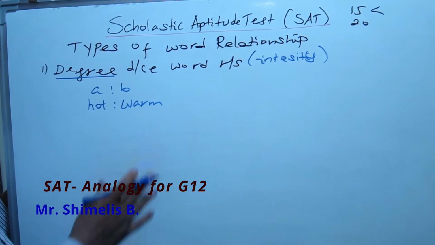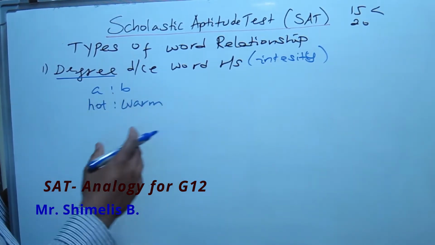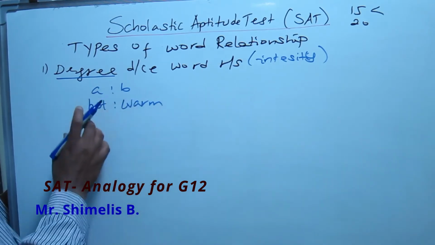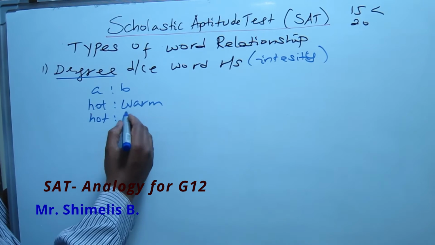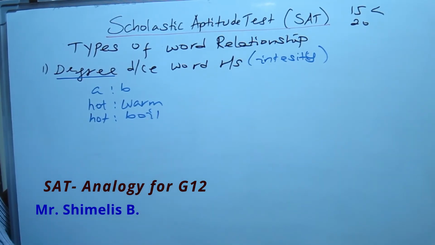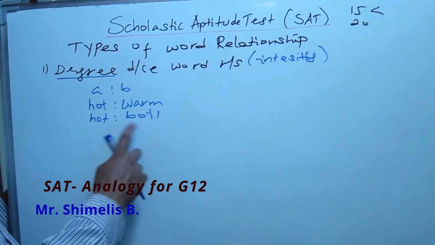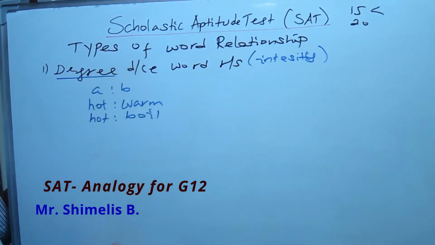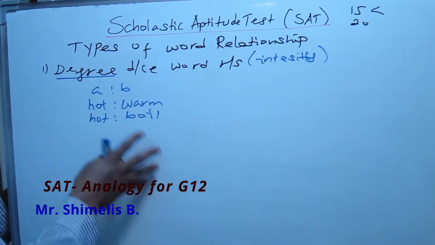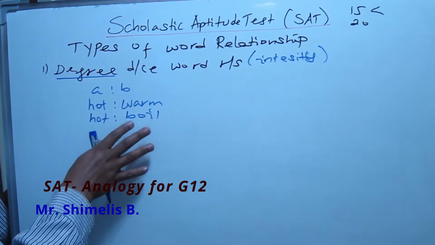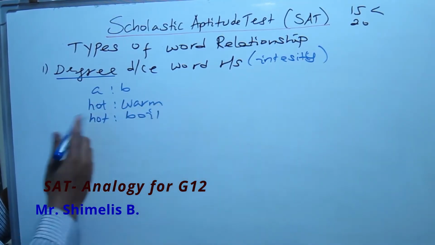So hot and warm are connected because of their degree difference. One is a little bit higher than the other. I think warm is higher than hot. Or let's see, hot, boil. Again, boil is the extreme for hot. So these two words are connected because they have degree difference. Okay, so you can list out such connections, such paired words, in this group of word relationship.